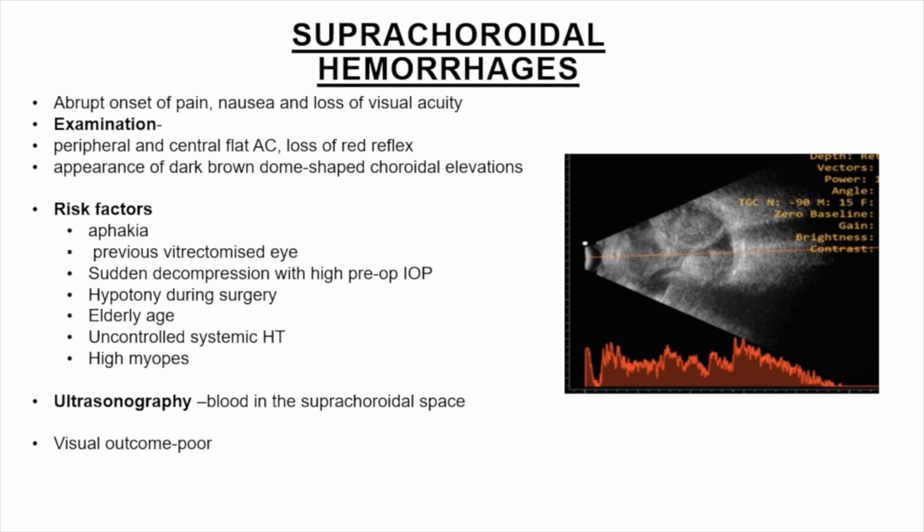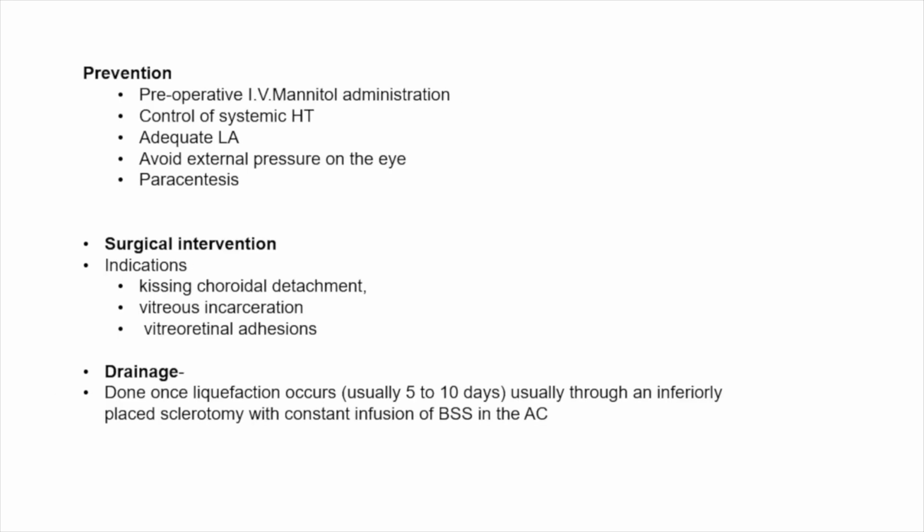Now, the delayed suprachoroidal hemorrhage usually has an abrupt onset of pain, nausea, and loss of visual acuity. On examination, there is a peripheral and central flat AC with a loss of red reflex, and there is an appearance of dark brown dome-shaped choroidal elevations. The risk factors include aphakia, previously vitrectomized eye, sudden decompression of a high pre-op IOP, hypotony during surgery, elderly age, uncontrolled systemic hypertension, and high myopes.